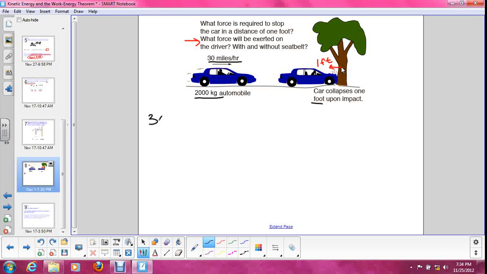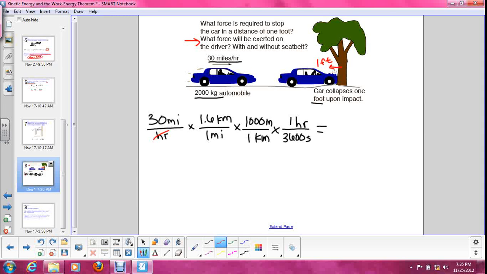Let's start with 30 miles per hour. We have to change this to meters per second. So we set up our conversion factor like we did weeks and weeks and weeks ago. And we know that there are 1.6 kilometers in 1 mile, and there are 1,000 meters in every 1 kilometer. And there are 60 minutes in an hour, and there are 60 seconds in each of those minutes. So there are actually 3,600, or 60 times 60, seconds in 1 hour.